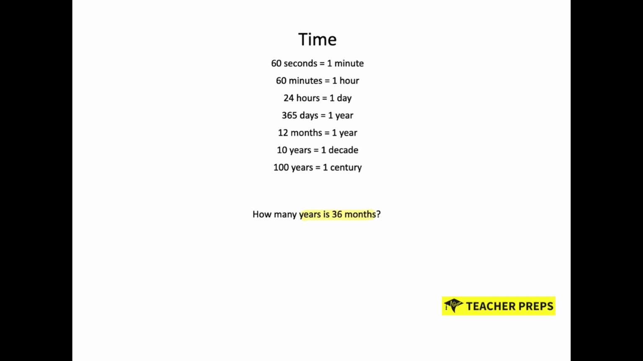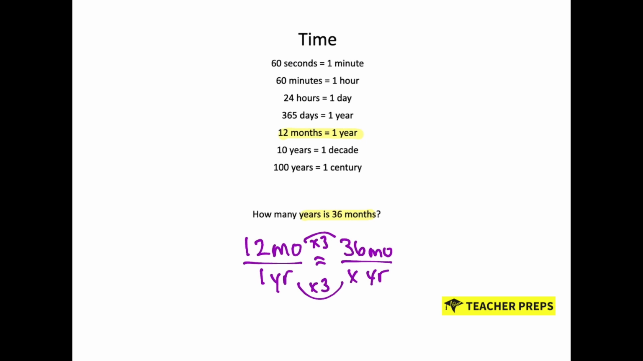In this, we're comparing years to months, so we need to look and see how many months are in a year. There are 12 months in 1 year. To solve this, we're going to set up a proportion. The first side will be 12 months over 1 year. So to set up the other side, we could put 36 months in the numerator and x years in the denominator. How do we get from 12 to 36? We times by 3. So 1 times 3 is 3. So 36 months is 3 years.